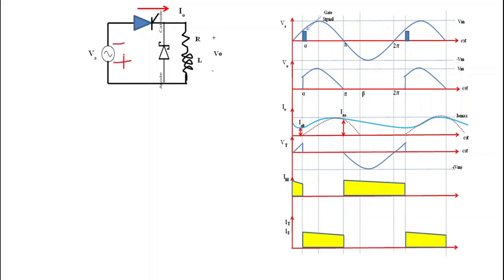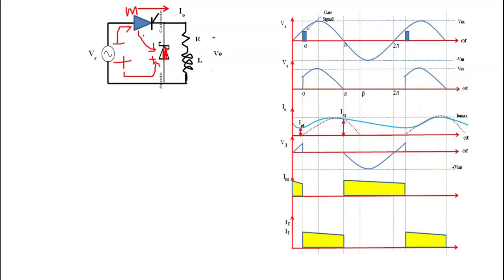When polarity reverses, this negative potential reaches the anode of this thyristor and this positive potential reaches the anode of this diode. So this thyristor gets reverse biased and this diode gets forward biased and acts as a short circuit. When this diode acts as a short circuit, the current I0 which was flowing through the thyristor shifts to this diode. Why is it shifted to the diode? Because this current I0 gets the minimum resistance path through the short circuited freewheeling diode.